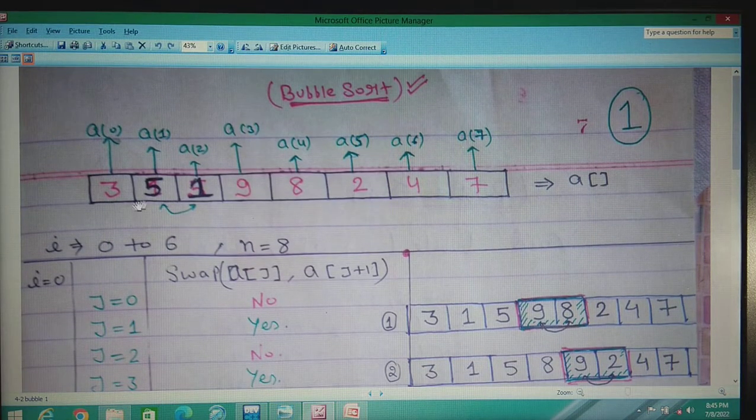Now this is your array: 3 5 1 9 8 2 4 7. This is A0, this is A1, this is A2, this is A3, this is A4, this is A5, this is A6, and this is A7. Means the value of A7 is 7, the value of A6 is 4, the value of A5 is 2, the value of A4 is 8, the value of A3 is 9, and similarly the others.